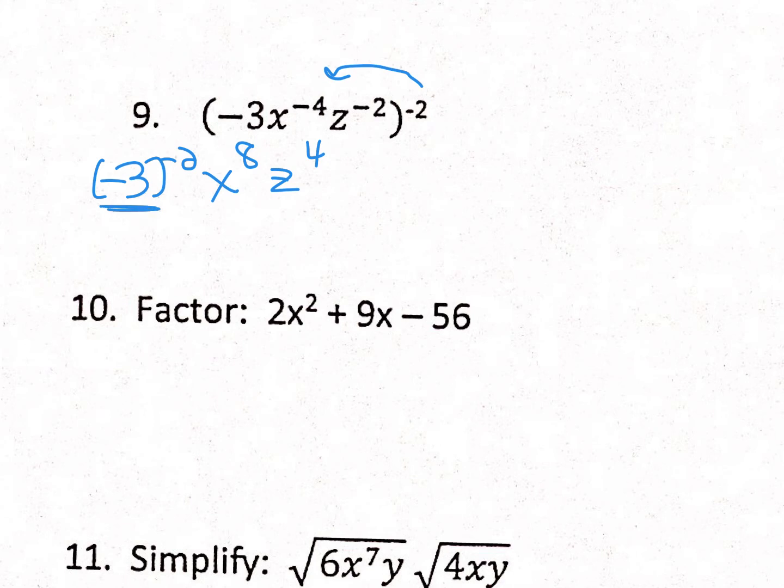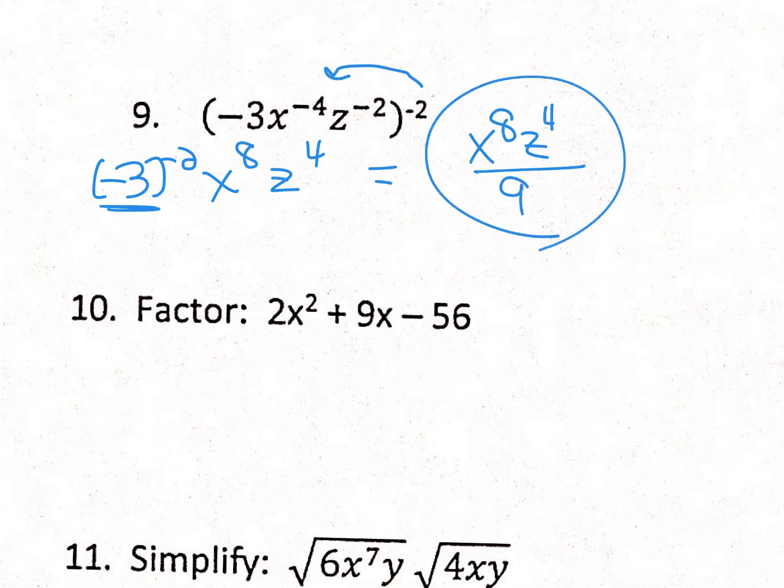Okay, you got negative 3 to the negative 2 power. Now, the negative 2 power means 2 things. You have to square it, and you got to flip it. Just the 3. So the x to the 8th, the z to the 4th is going to stay on top. And I'm going to square the negative 3, which makes it 9. And the negative is going to flip it to the bottom. And there it is. I hope that makes sense to you. That's the hardest part of the problem. The negative 2 exponent means you square and flip. You got to do both things.